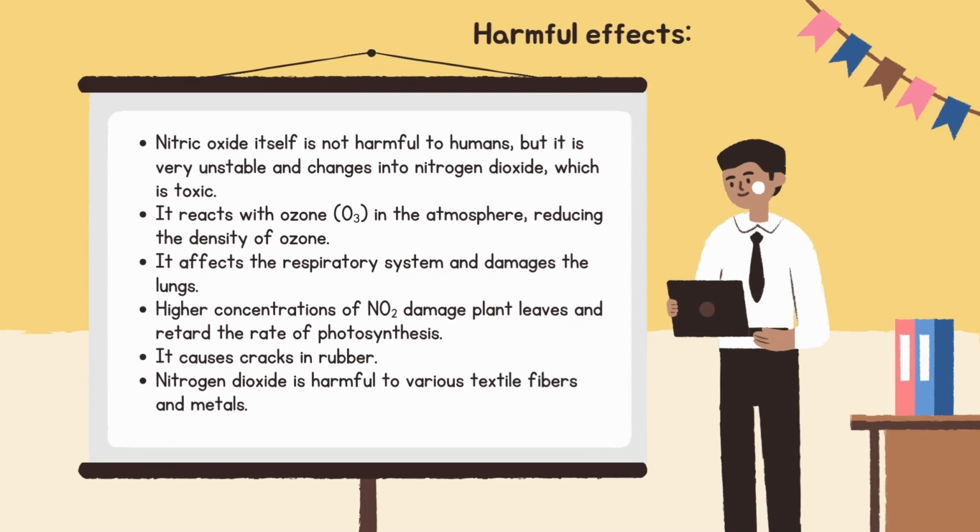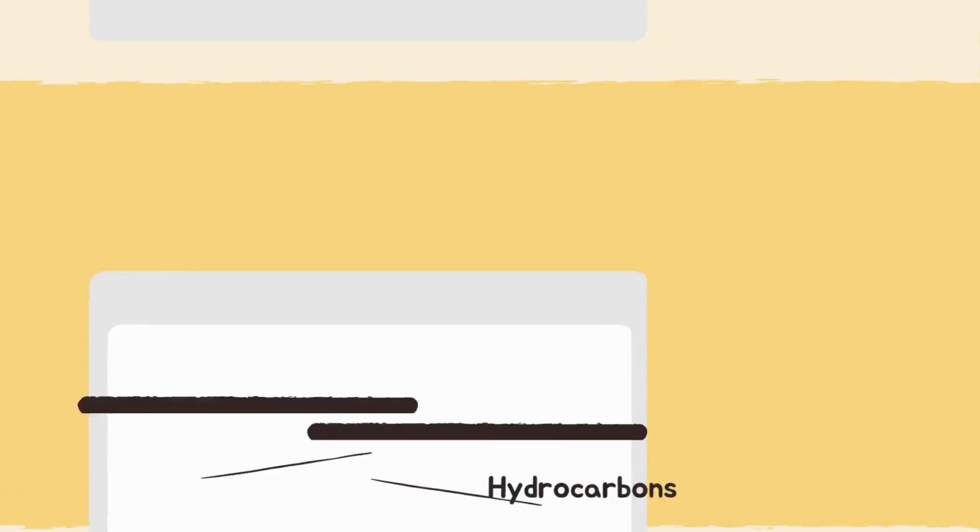Harmful effects. Nitric oxide itself is not harmful to humans, but it is very unstable and changes into nitrogen dioxide, which is toxic. It reacts with ozone, O3, in the atmosphere, reducing the density of ozone. It affects the respiratory system and damages the lungs. Higher concentrations of NO2 damage plant leaves and retard the rate of photosynthesis. It causes cracks in rubber. Nitrogen dioxide is harmful to various textile fibers and metals.